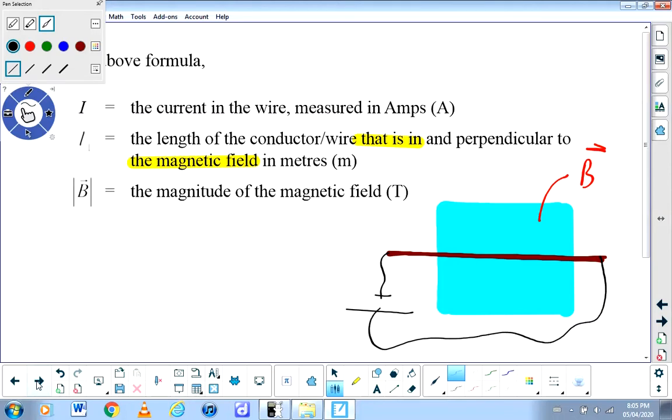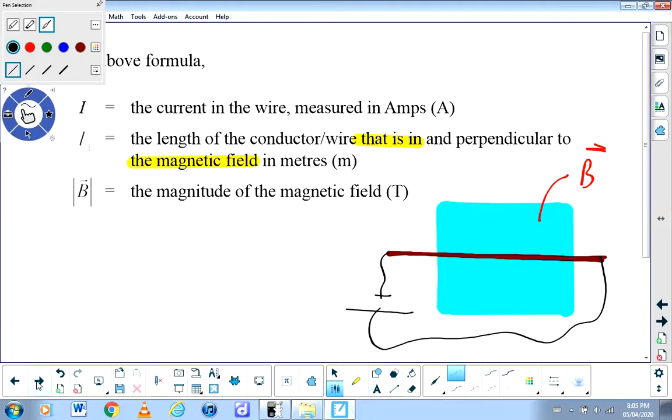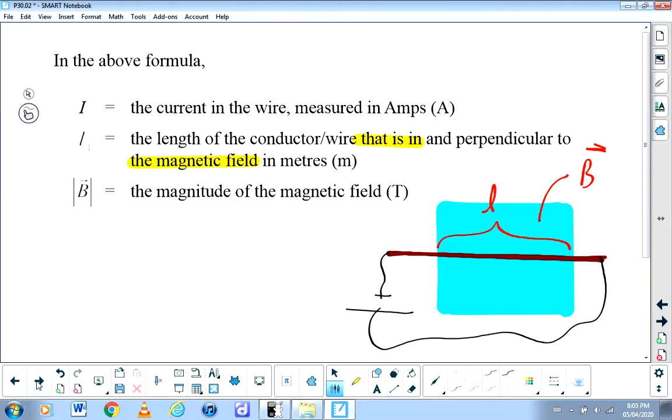Then there will be a current in that wire, and since that current carrying wire is in a magnetic field, it will be forced. The point I want to make, what's highlighted in yellow, is that L is this distance. It's only the length of the wire that's actually in the magnetic field. And then B, of course, is the magnetic field.